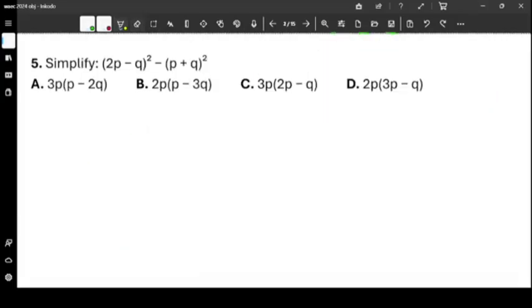Now let's look at question number 5. It says simplify (2p - q) squared - (p + q) squared. If you look at these two terms, you will see that this is a square and this is also a square. And what are the two squares doing? They are subtracting each other. So this is a case of difference of two squares, where you have a square subtracting another square.